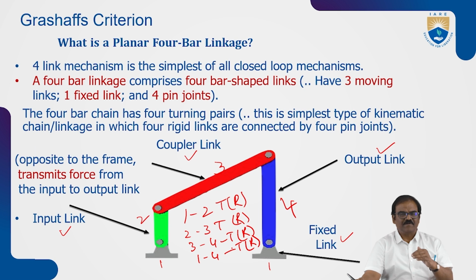The fixed one, we call it the frame. The input link can be called the crank. The output link can be called the rocker or a lever. The coupler link, which is opposite to the frame, we call the coupler link.